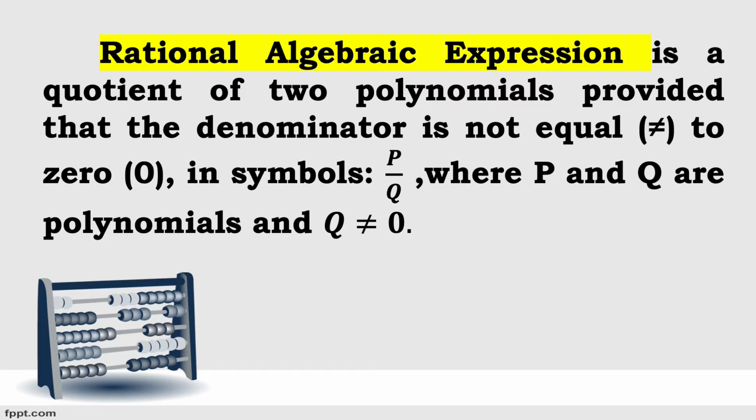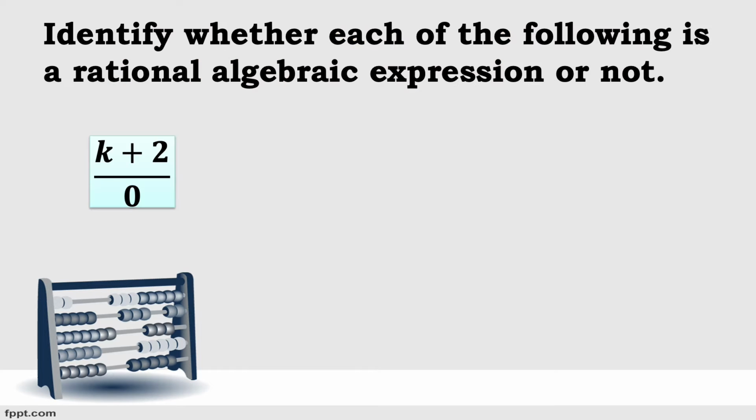A rational algebraic expression is a quotient of two polynomials provided that the denominator is not equal to 0. In symbols, we have P over Q, where P and Q are polynomials and Q is not equal to 0. Identify whether each of the following is a rational algebraic expression or not. Example number 1.